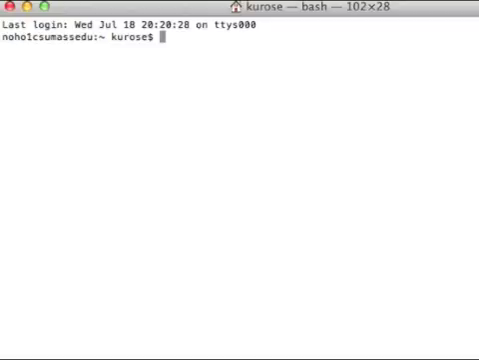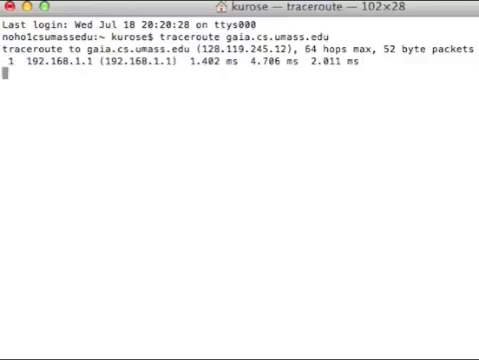What you're seeing here on the screen is just actually a command prompt running on my laptop. So to run traceroute, and I'm running traceroute here on a Mac, and you'd see something very similar under MS-DOS and also under Linux. So I'm running traceroute, and the destination is gaia.cs.umass.edu. See what happens when we do that.